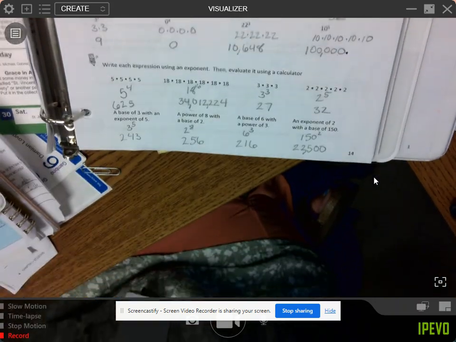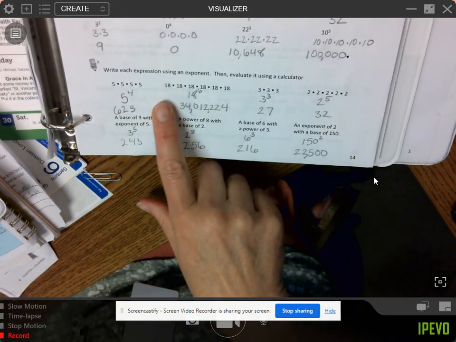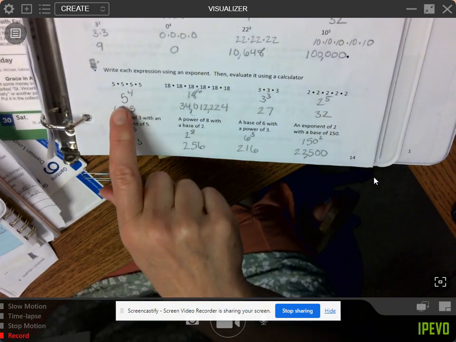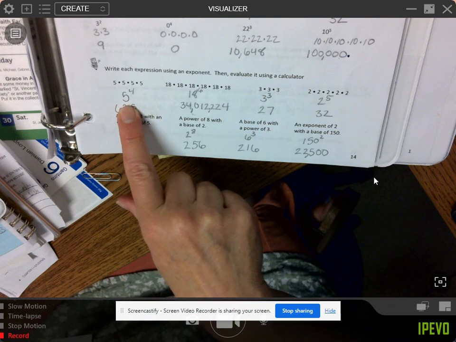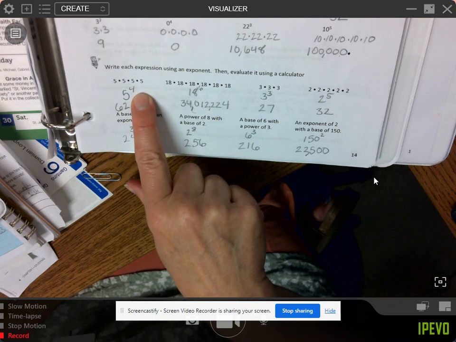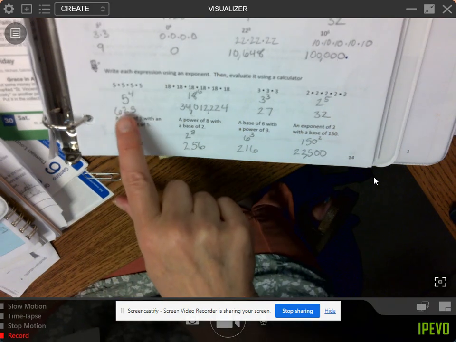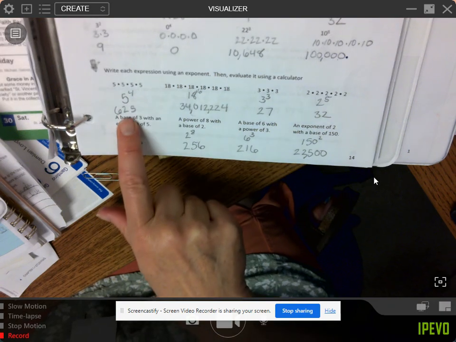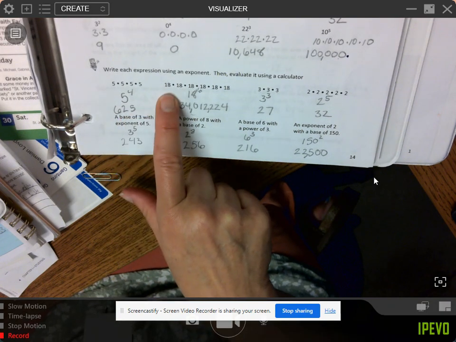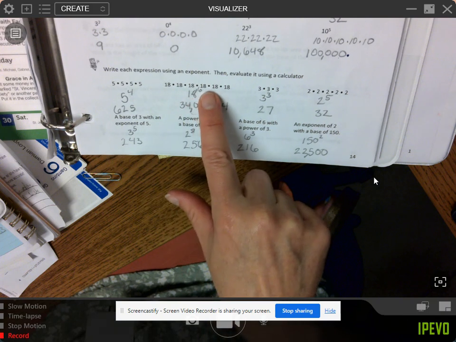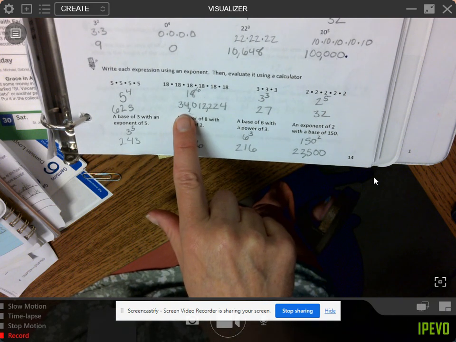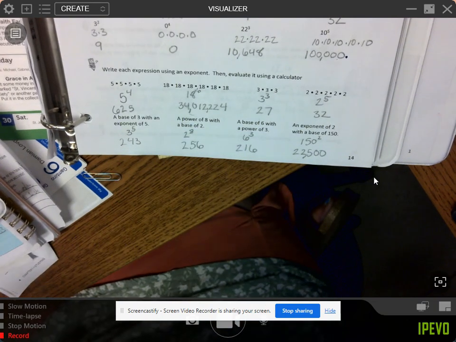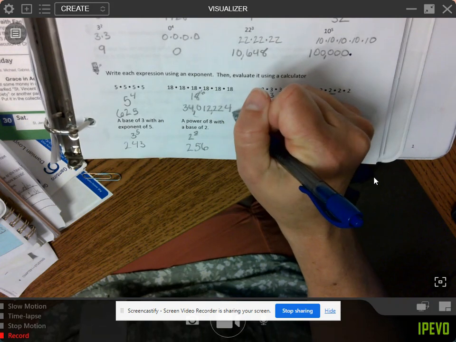On the bottom, we're writing each expression using an exponent, then we're using our calculator to do the math. Remember, our base is big, the exponent or power is the little number up to the right. So 5 times 5 times 5 times 5 is 5 to the 4th power, 625. The 18s, there are 6 of them, so it's 18 to the 6th power, which is 34,012,224.